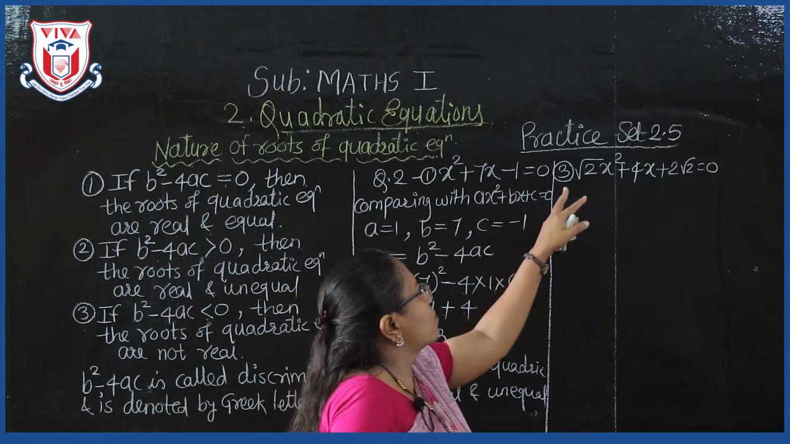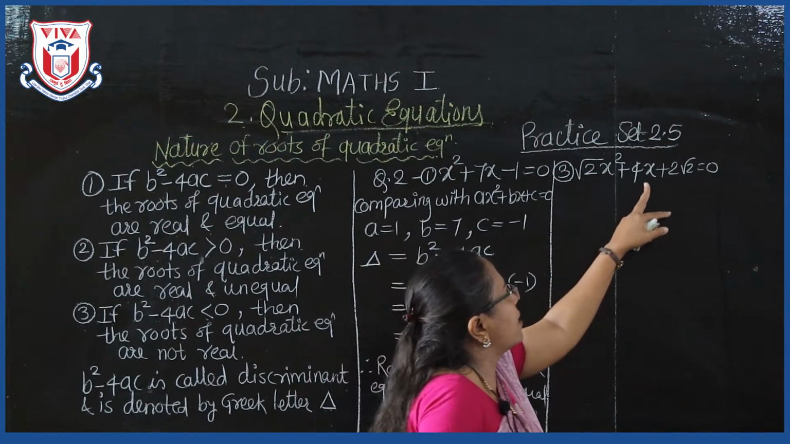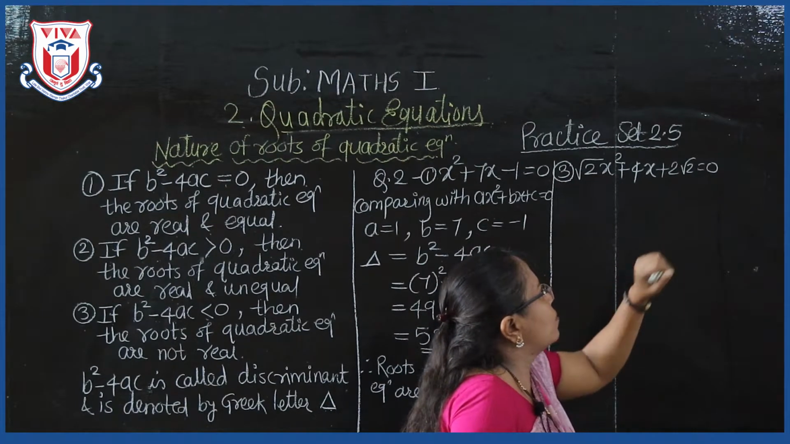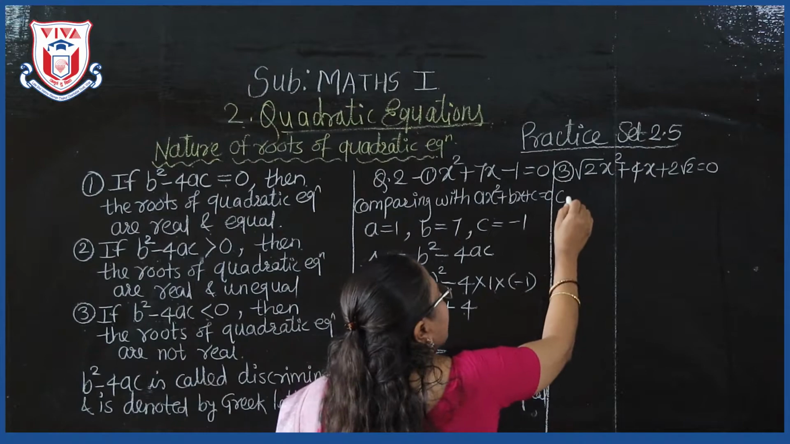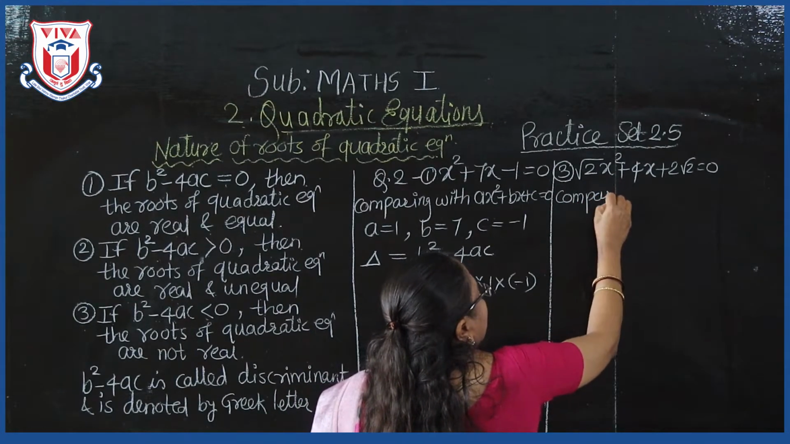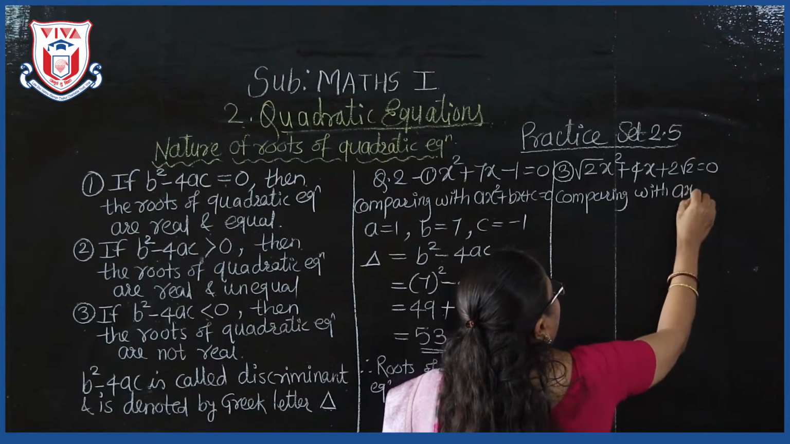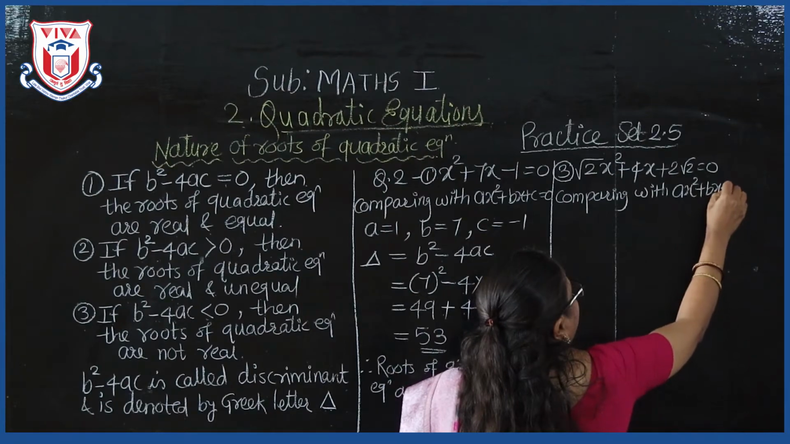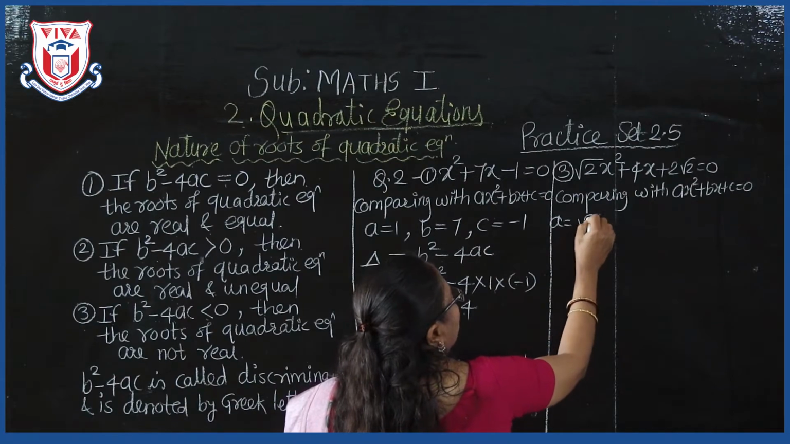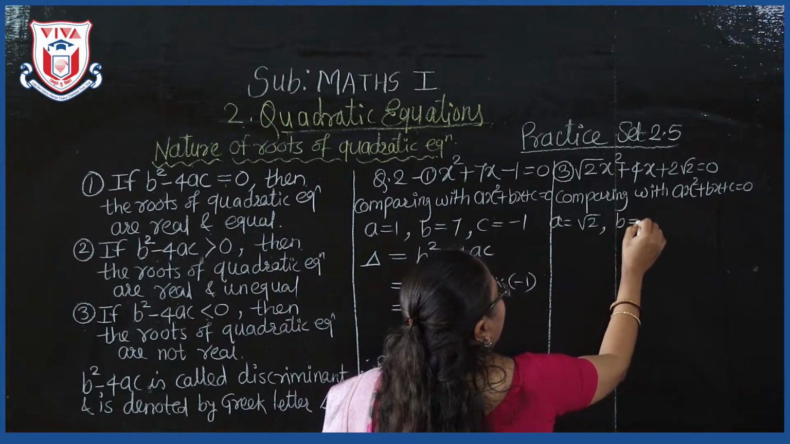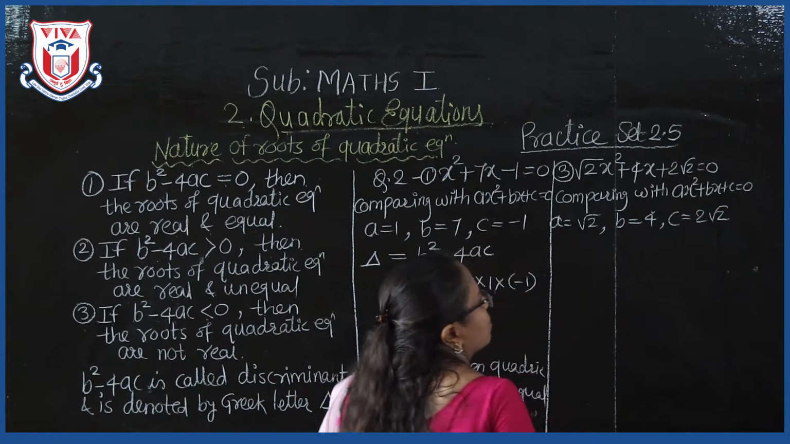Next, I took the third example, square root 2 x square plus 4x plus 2 root 2 equal to 0. First step is the same, we have to compare the equation, comparing with ax square plus bx plus c equal to 0. We will get a equal to root 2, b equal to 4 and c equal to 2 root 2.